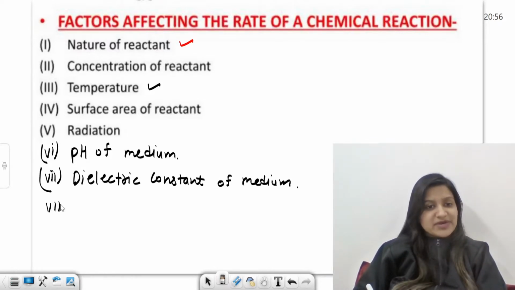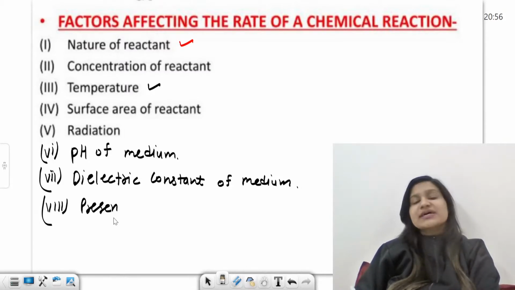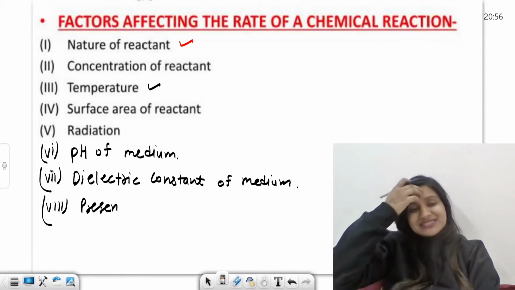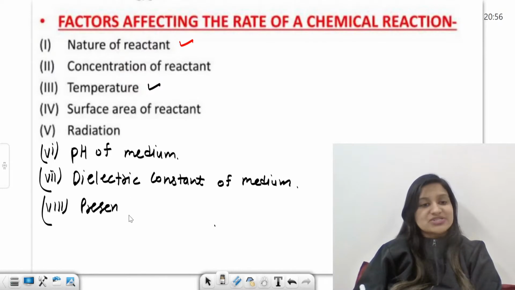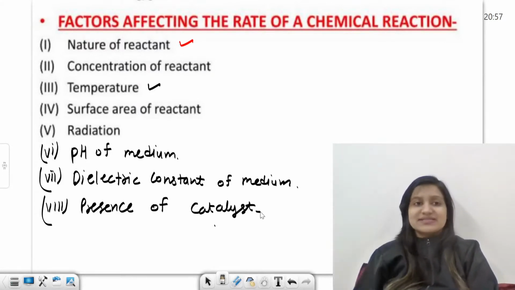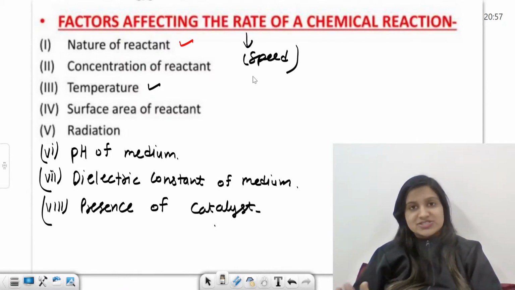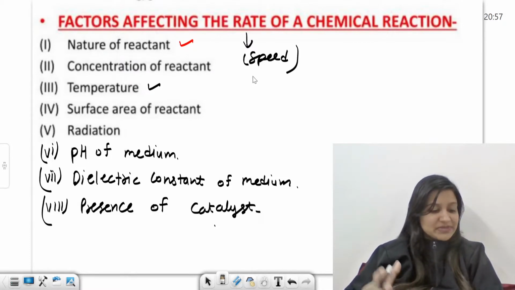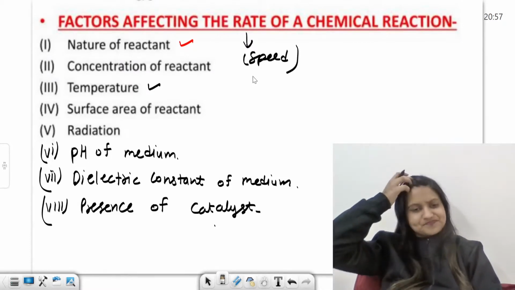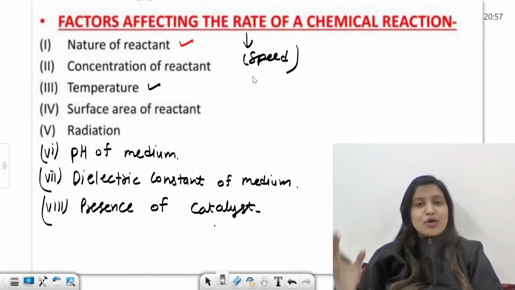What else? A very important one is the presence of catalyst, right? A catalyst can be added in order to speed up the reaction, or maybe to slow it down. Catalysts are also used to slow down the reaction. So the presence of catalyst, a very important one, affects the rate of chemical reaction. So please remember that it is simply the speed of the reaction, whether your reaction is happening slowly, fast, or at moderate speed. So that's your rate of reaction.